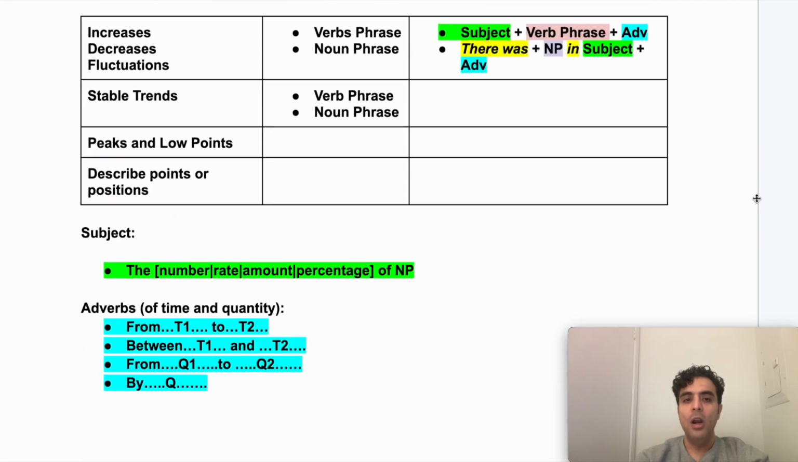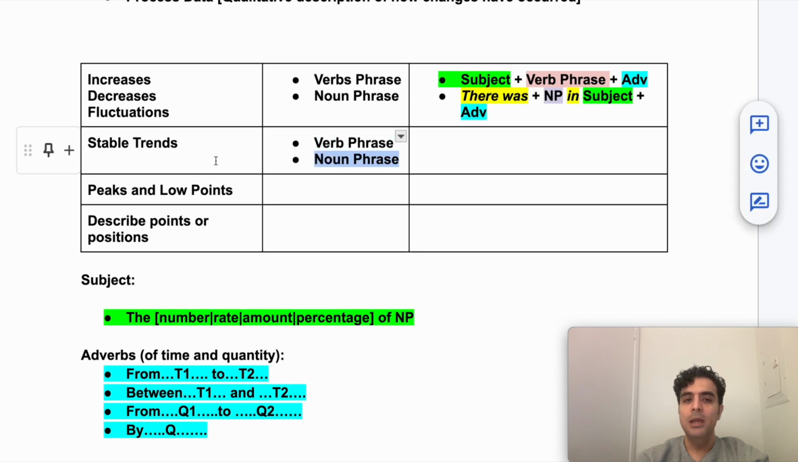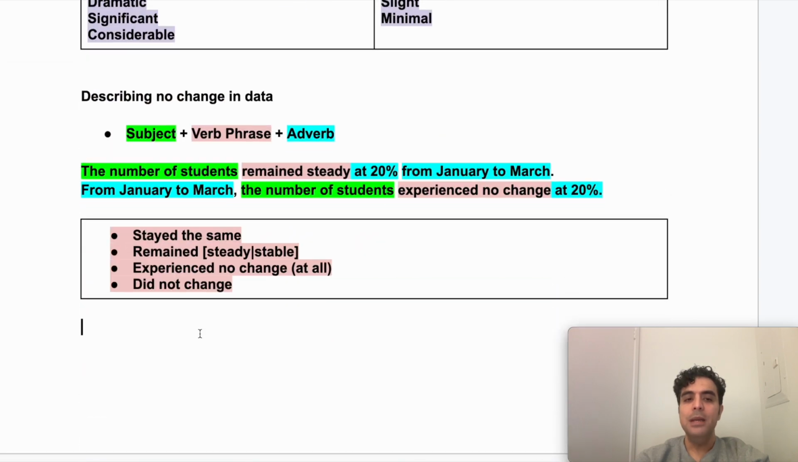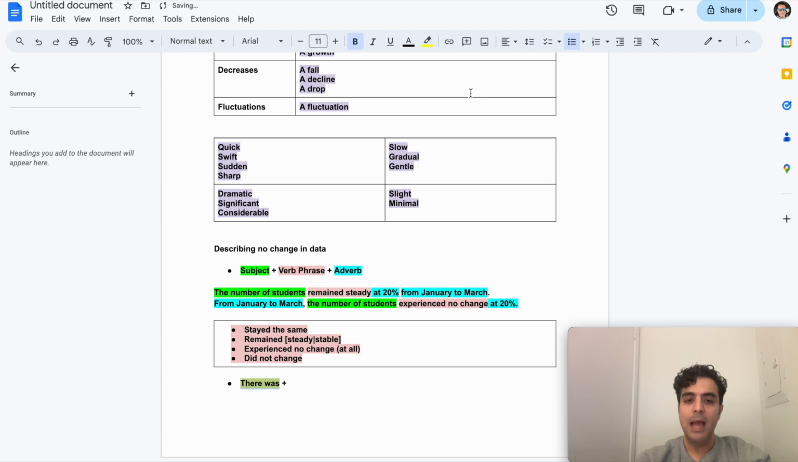So far, we've looked at the verb phrase structure. And now we're going to look at the noun phrase structure for describing stable trends. And once again, it's going to be very similar to the noun phrase structure that we saw for describing increases, decreases, and fluctuations. So this time we're going to say there was, just like before. Remember, we had a fixed expression, there was. I'm going to highlight that in the same color. So we're going to highlight that in yellow.